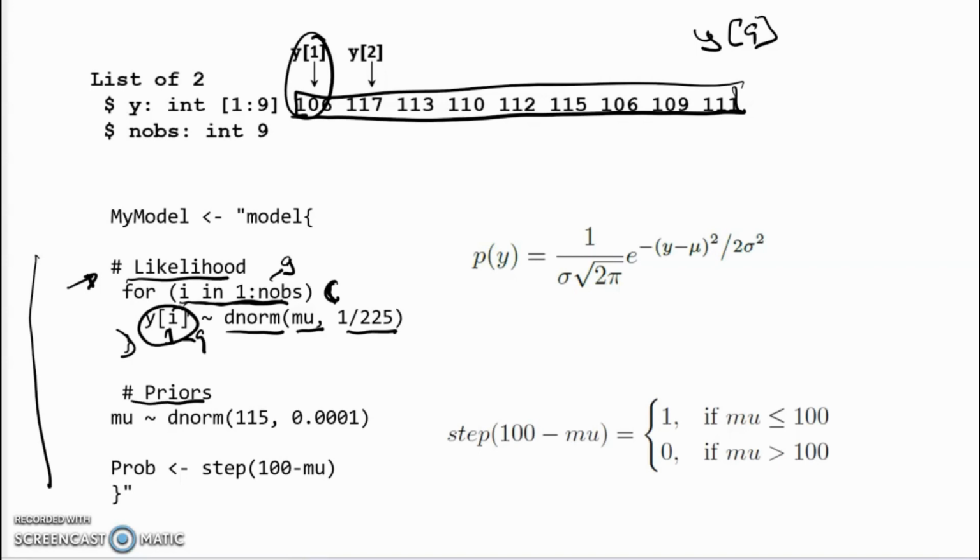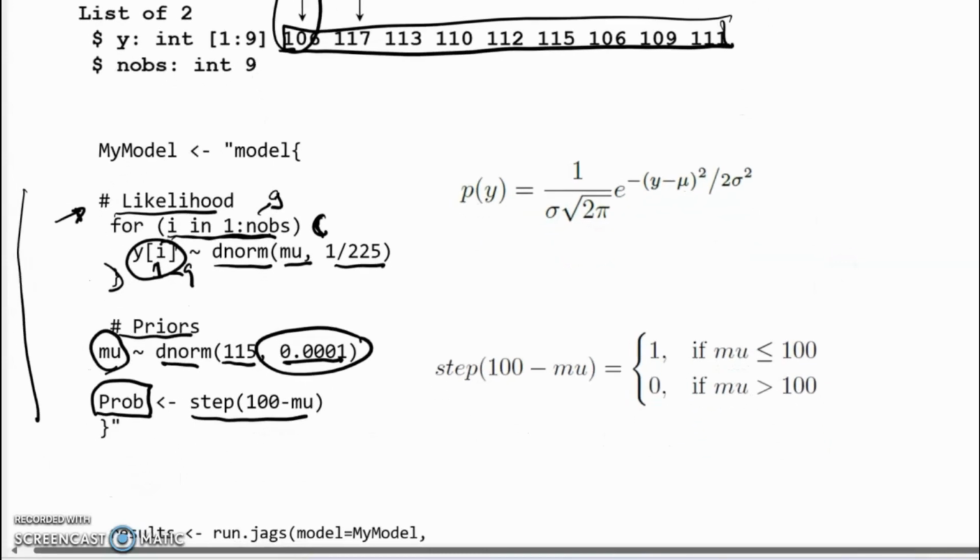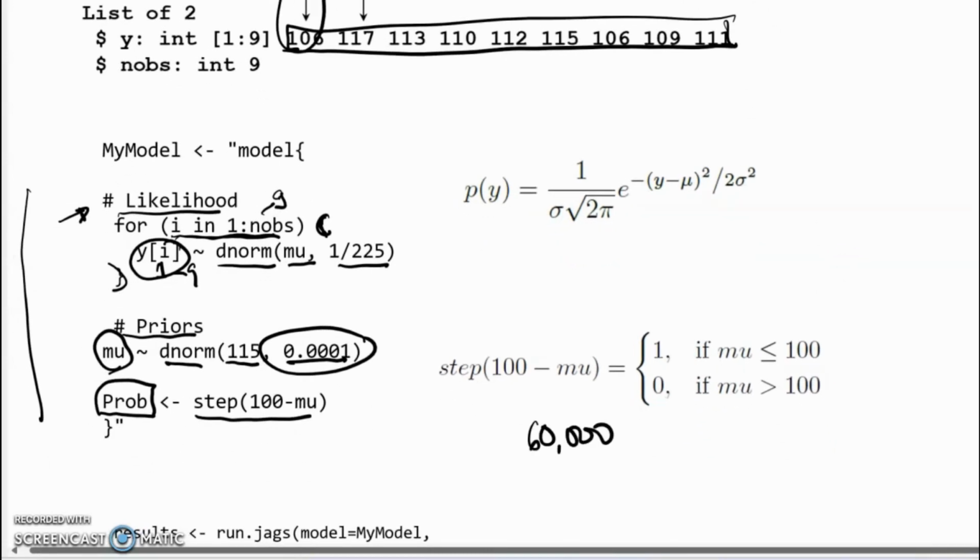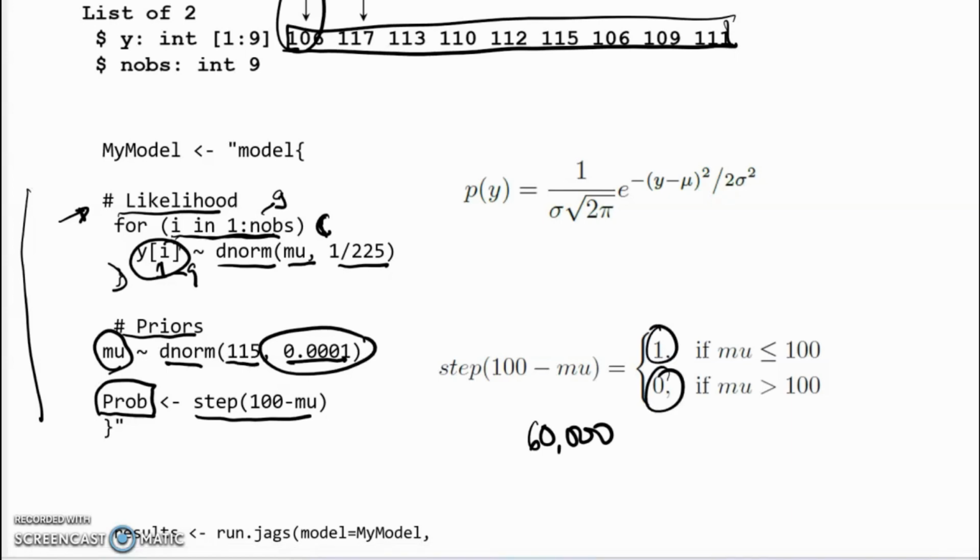Then we have our priors. As mentioned before, our prior value for mu is assumed to arise from a flat normal distribution with very low precision. Doesn't really matter what we choose as our mean here, because it is going to be a flat distribution. And then finally, we've got this thing called prob. And prob is going to be given to us by the step function. And so again, if you think what's going to happen, we're going to have these 60,000 values of 1 or 0, depending on whether mu is less than, equal to, or greater than 100. And then the average of all these is going to give us the proportion of instances in which mu was less than or equal to 100.